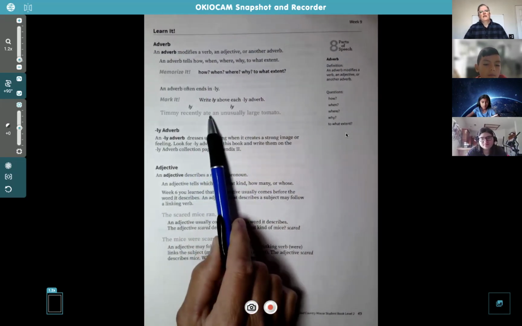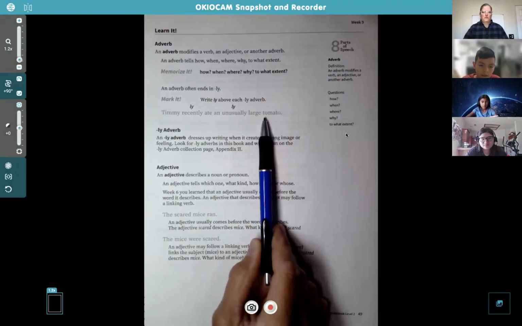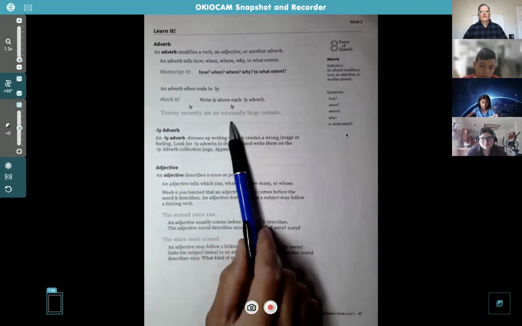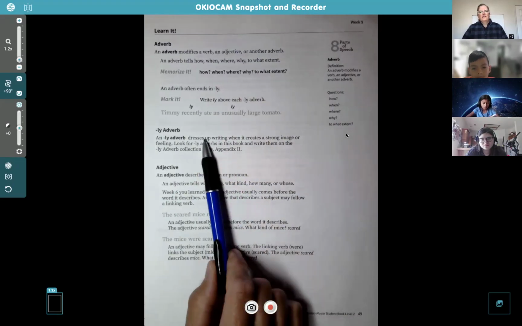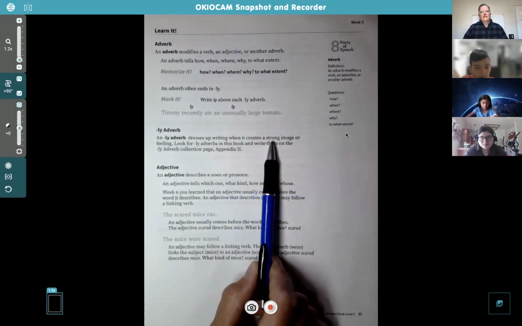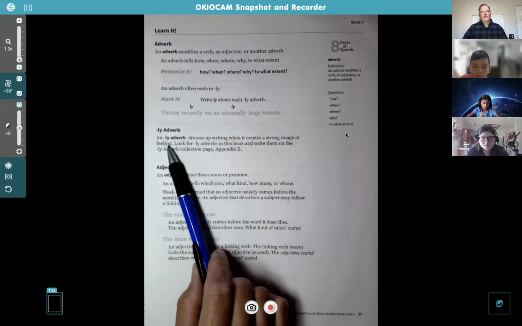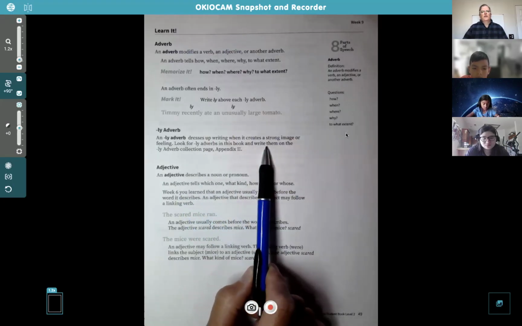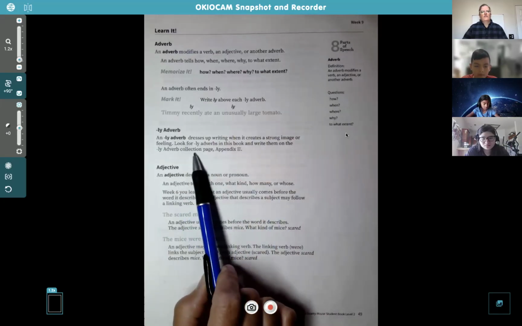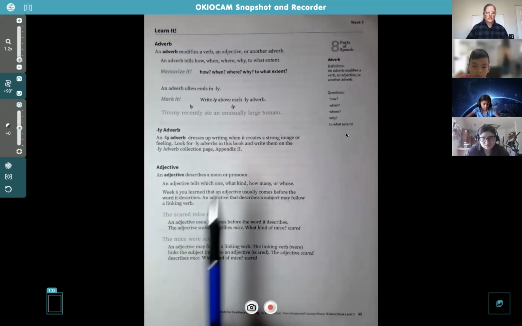So Timmy recently ate an unusually large tomato. Recently and unusually are both ly adverbs. It says it dresses up writing when it creates a strong image or feeling. Look for ly adverbs in this book and write them on the ly adverb collection page on Appendix 2.